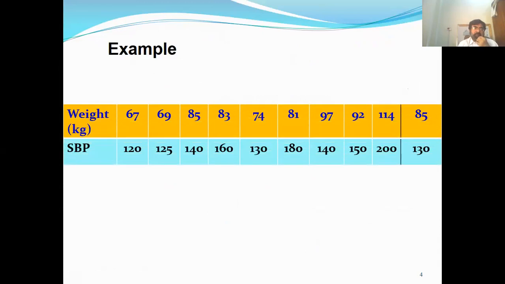This is an example. Weight is the independent variable and systolic blood pressure is the dependent variable. When the weight of a person increases, that will bring change in the blood pressure, and the blood pressure also increases. So there is a positive relationship. If we determine the correlation and the calculated value is with plus symbol, it means that there is a positive relationship between these two quantitative variables. When weight increases, the systolic blood pressure also increases.